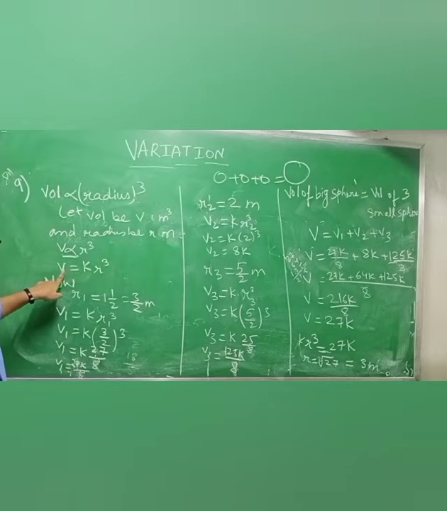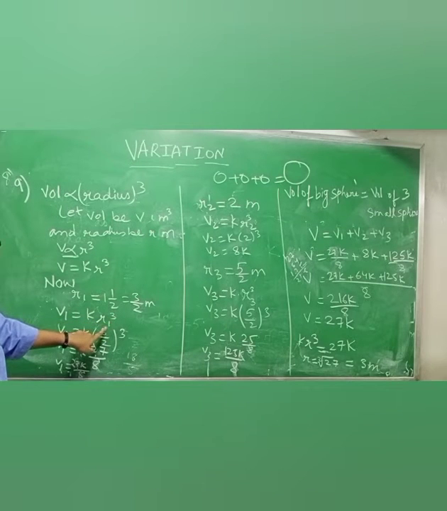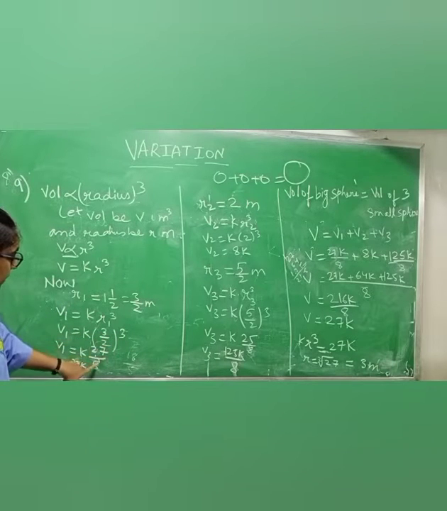Now what is the relation? In place of V I am writing V1, because we are taking the small sphere. So I am giving the name V1 equals k r1 cube, where r1 is the radius of the small sphere. In place of r1 we put 3 by 2. 3 cube will be 27, 2 cube will be 8. So k into 27 by 8 gives 27k by 8, which means V1, the volume of the first small sphere, is 27k by 8.